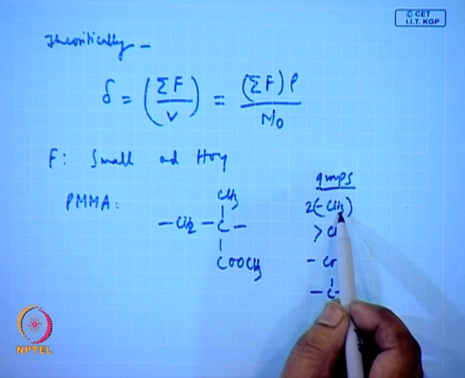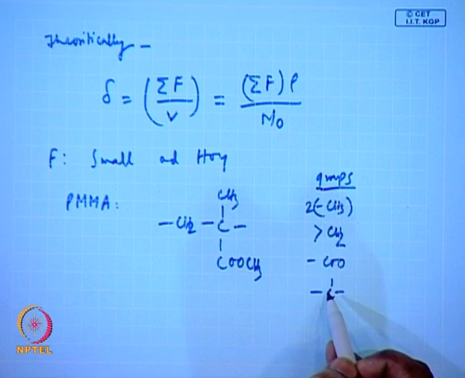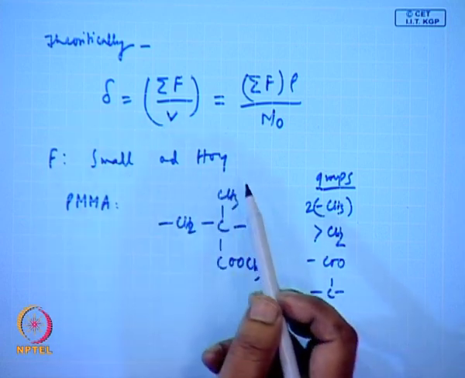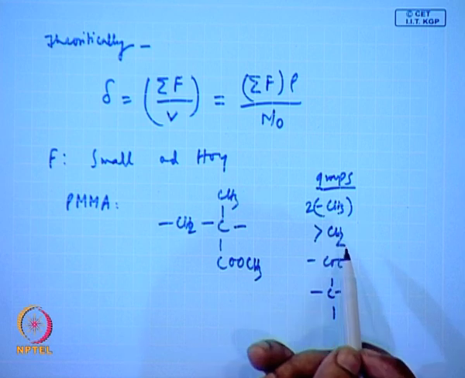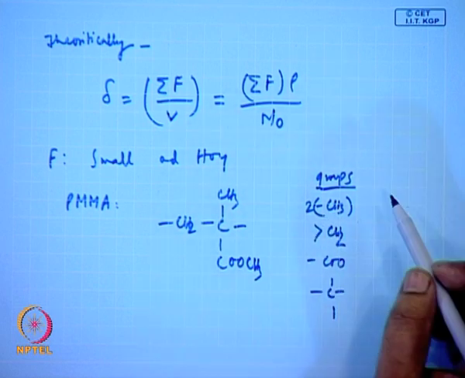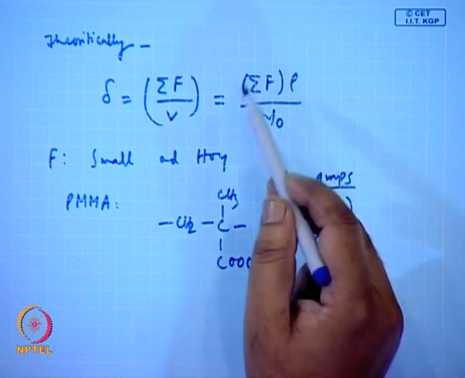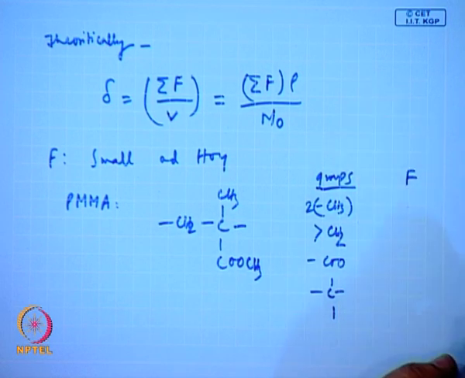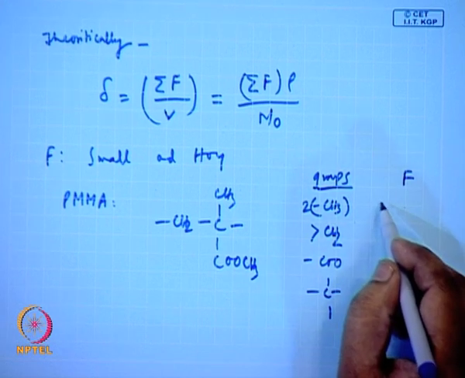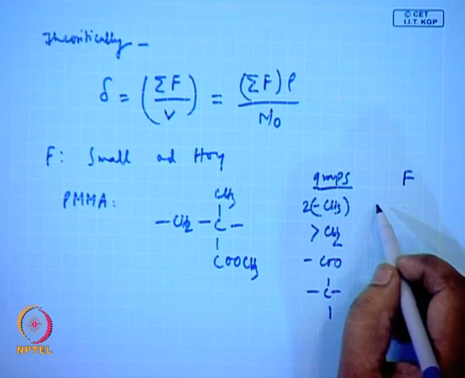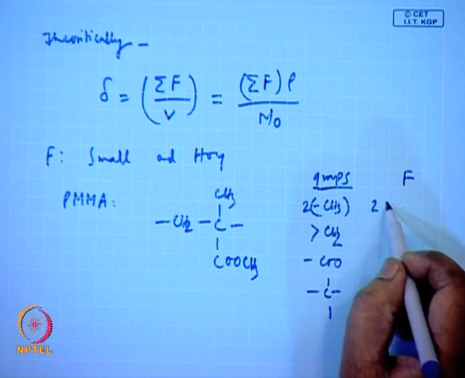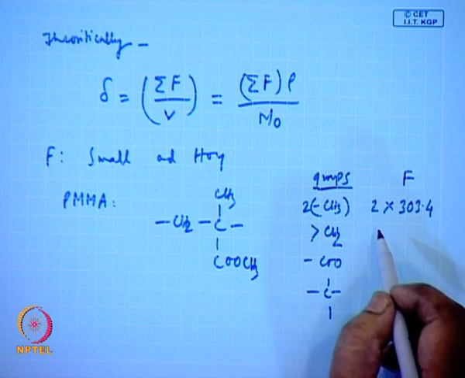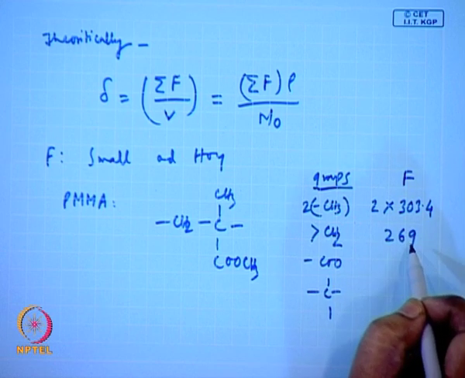The contributions of these groups are already tabulated or theoretically found out by scientists like Small and Hoy. So, you just have to take those values and add them up to get this value, and then get the solubility parameter. The F value which has been supplied in the literature for this is 303.4. So, this gives you 2 times 303.4, which is 269.